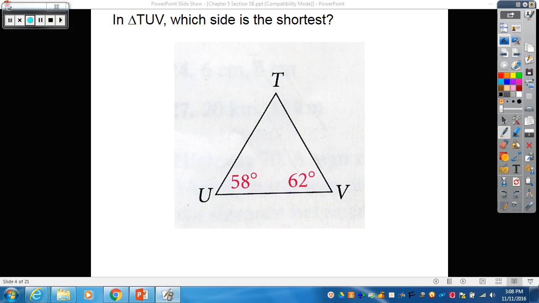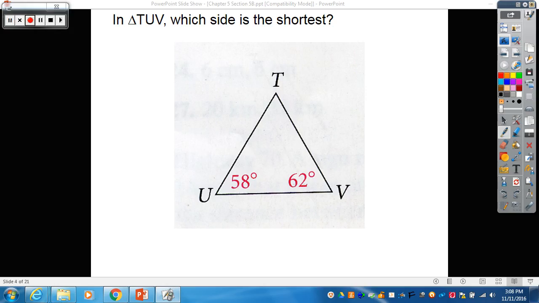So what we're going to be looking for is: what's the order of the side lengths within this triangle, from least to greatest? If you have enough understanding of what we talked about yesterday, today's lesson should be really simple.